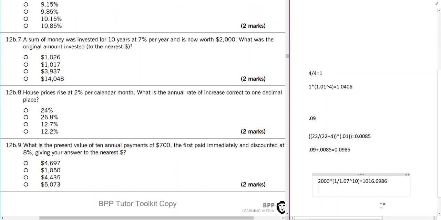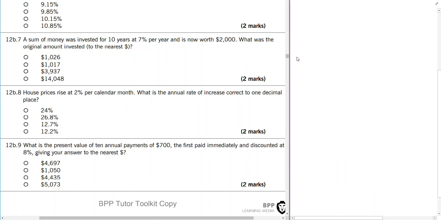House prices rise at 2% per month, per calendar month. What is the annual rate of interest? Correct to one decimal place. So some of you might take this 2% multiply by 12, you would assume 24. But remember, you always assume that the effect is compounding. So it is 2% per calendar month. They didn't say 2% per year, and then you have to calculate per month. No, it is per month.